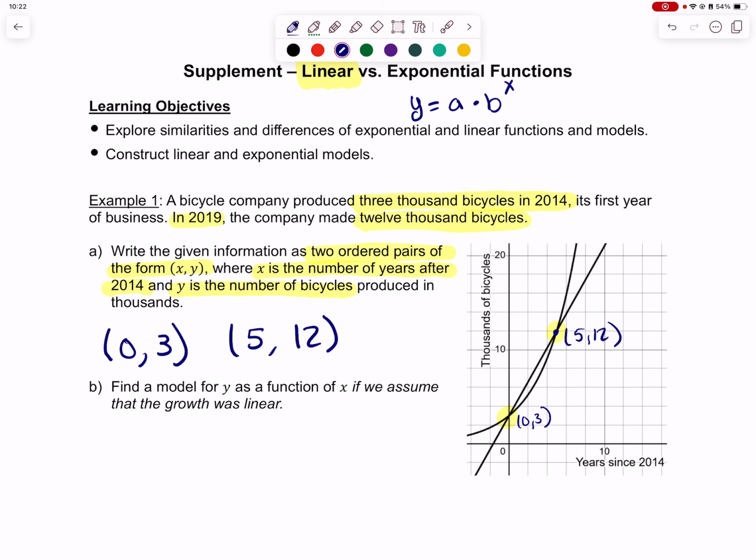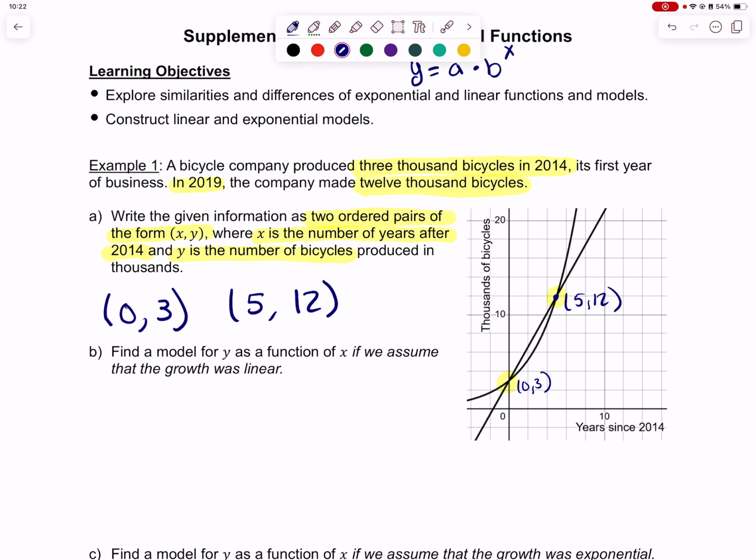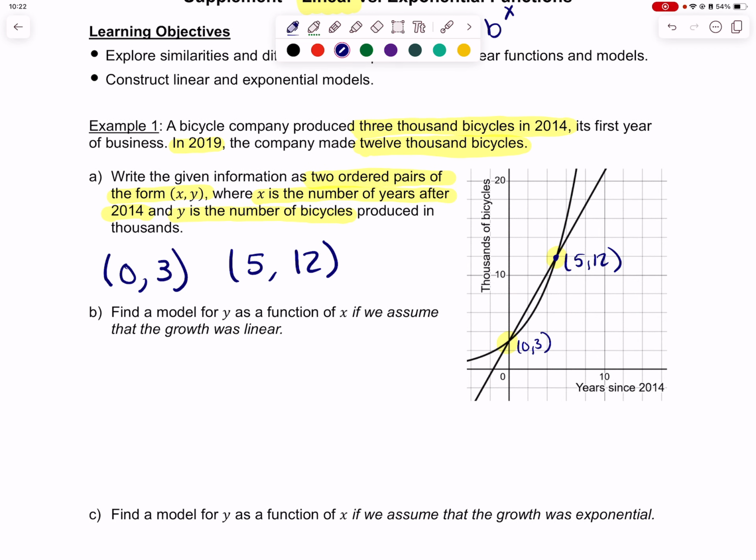And now to start to get our equations for these two graphs, the straight line on our graph here on the right, that is our linear graph. We've seen a lot of those throughout chapter 5, our straight lines. And then our second graph that's on here, that is the exponential graph that models this information.